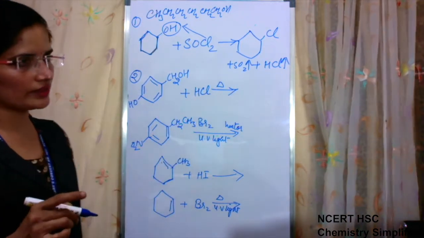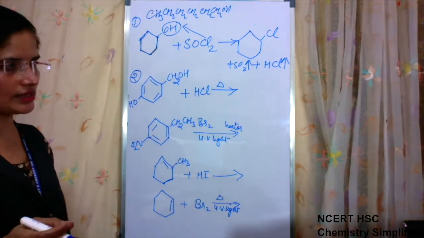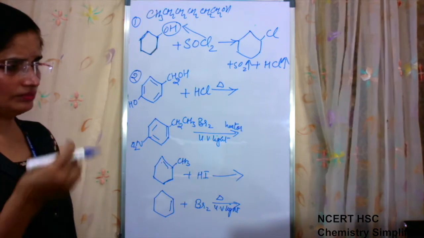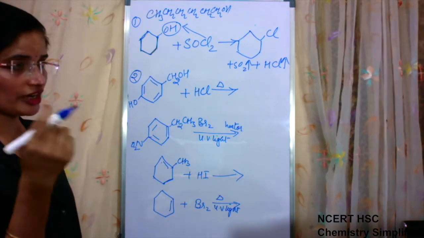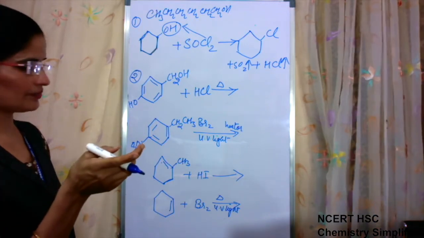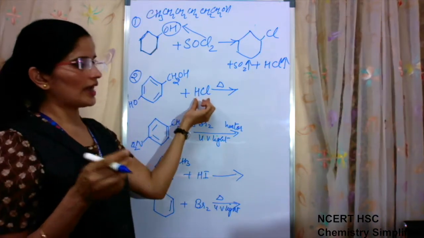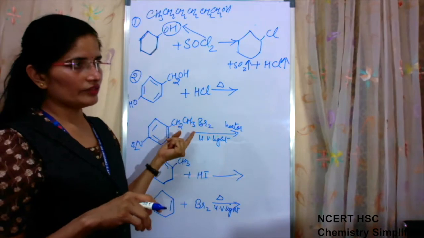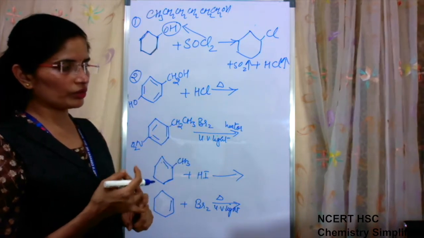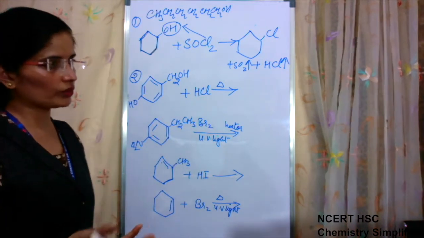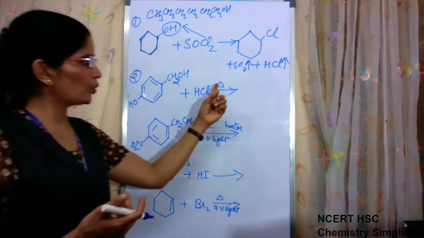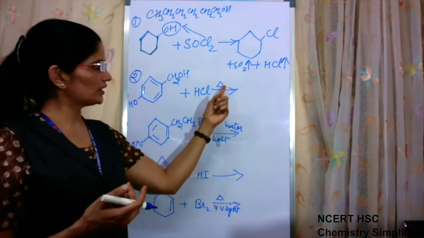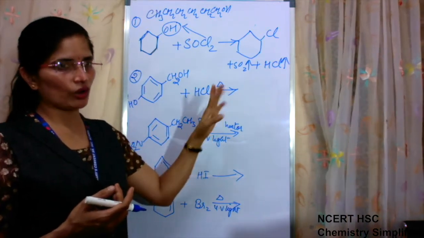Which reaction is it, with HCl in presence of heat? That means it is a reaction in which we are using halogen acids. Halogen acids we are using, and when halogen acids are used to react with alcohol, we follow Markovnikov rule or anti-Markovnikov rule depending on the condition. So only heat is written, nothing else is written. That means it is Markovnikov rule.